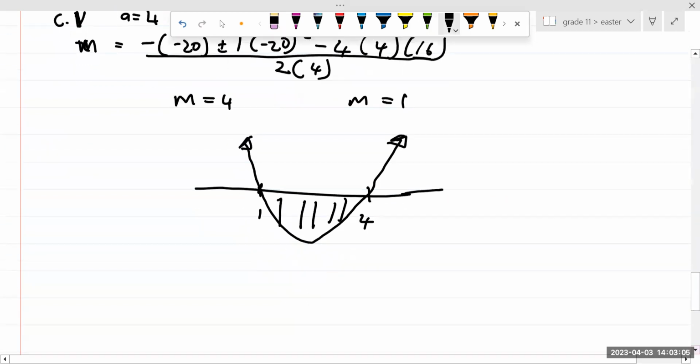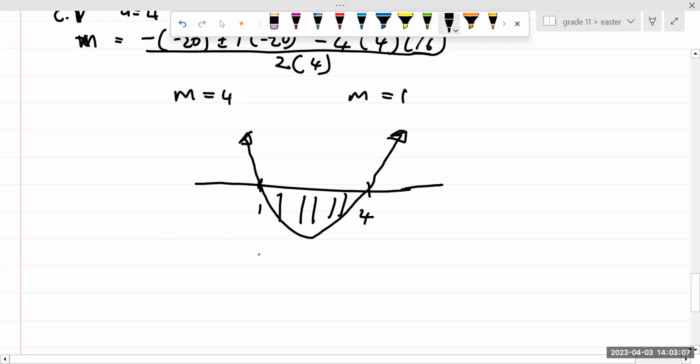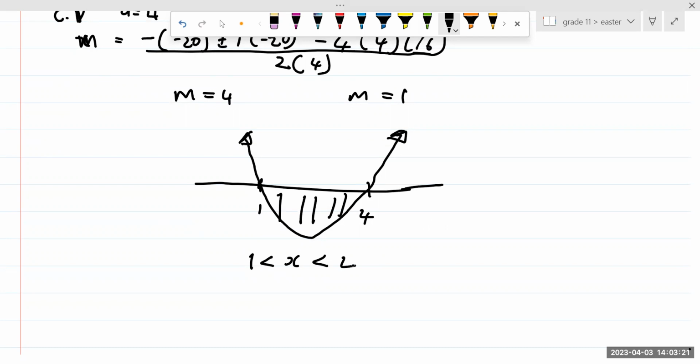So this is your solution. And then let's put it into writing, Jane, as we close. What are we going to have? It's going to have 1 is less than x, which is less than 4.